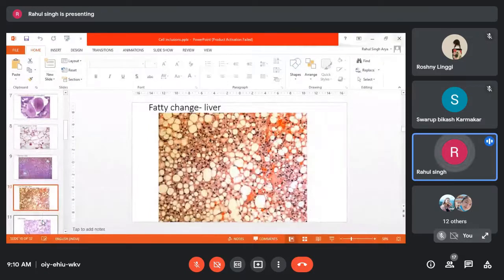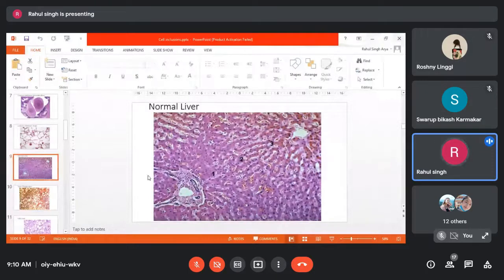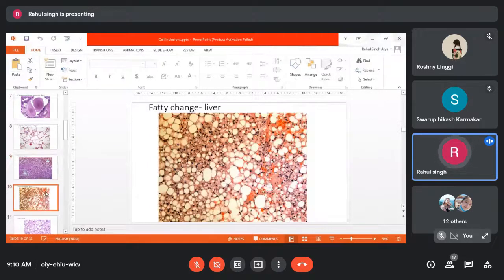And this is fatty change in liver. Once again, if we compare both, the normal liver is a solid structure and only the sinusoids are showing spaces. While in fatty change, there is development of vacuoles inside the liver parenchyma. These vacuoles are intracellular. We will see further. You can see the normal parenchyma of the liver is totally gone. There is no normal parenchyma of liver. It is totally lost.